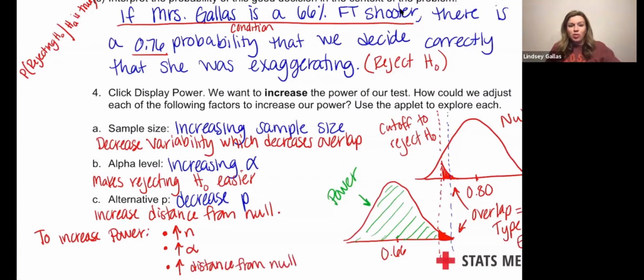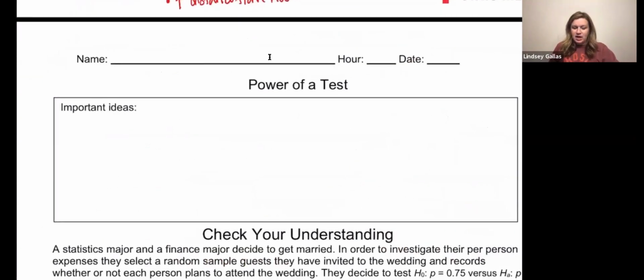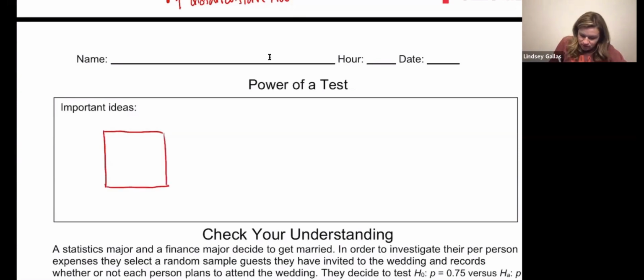All right, let's go through the important ideas. Okay, so what I like to do when I'm thinking about power is I want to think about what are good decisions and bad decisions when we're doing a significance test? So when you have a significance test, there are 4 different options of what could happen. So I'd like you to draw this grid.